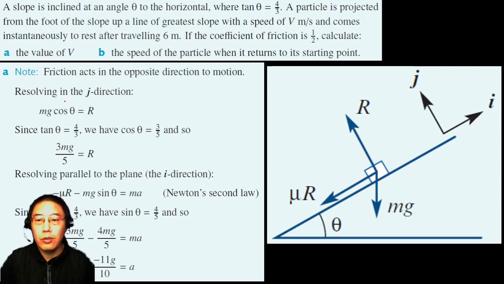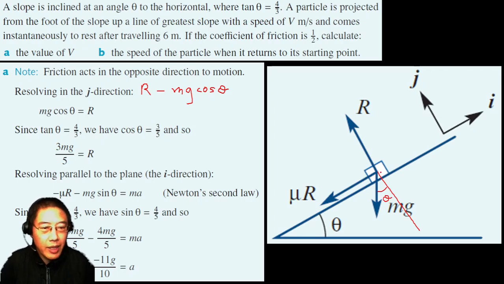Okay, so we need to resolve that in the two directions. In the j direction, again, remember you have no acceleration. They took a little bit of a shortcut here. When they resolve it in the positive direction, we have positive R minus mg cos of theta. Okay, and again, how did they get that cos of theta? Again, a reminder, extend that line, that's theta.